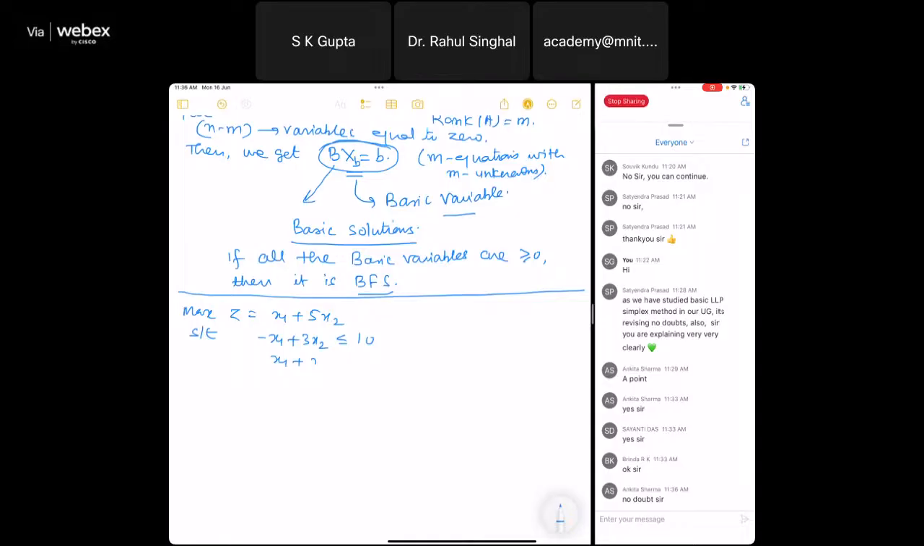We already know that we can convert this less-than-or-equal-to inequality into an equation using a slack variable. Because the left hand side is less than or equal to the right hand side, we have to add some non-negative quantity to the left hand side so that it becomes an equation. So that is minus x1 plus 3x2 plus s1 equal to 10, right? Similarly here also, we add a non-negative quantity to the left hand side to make it an equation. So x1 plus x2 plus s2 equal to 6, and all variables non-negative. Now to start the simplex iteration, first of all we need an initial BFS.